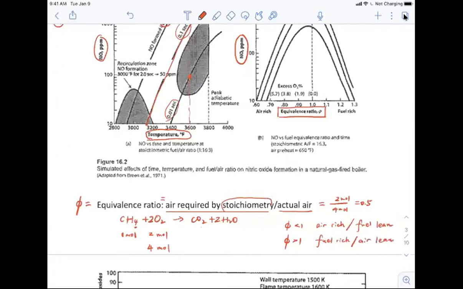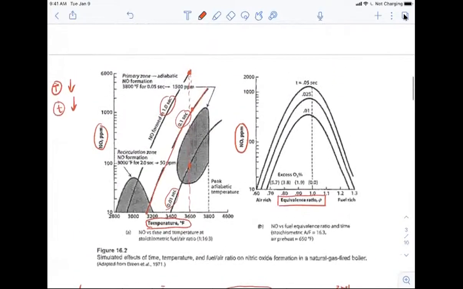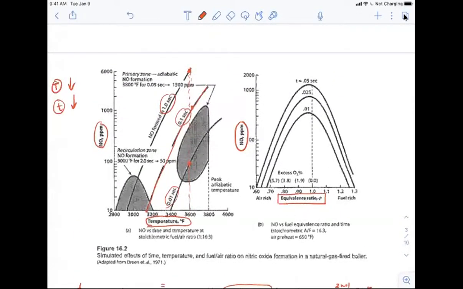Okay, so let's just use the fuel as the standard. It's either going to be fuel lean or fuel rich. If you look at this curve here again, this is analyzing the NOx concentration when you have an equivalence ratio ranging from 0.6 to 1.3. It's ranging from the fuel lean condition, right? You have more air on the left, and then you have more fuel on the right.